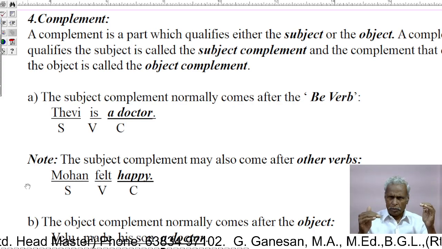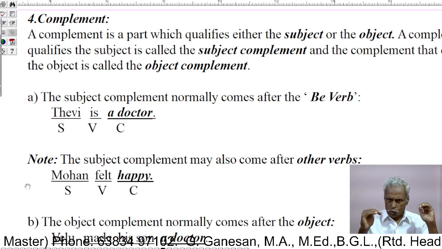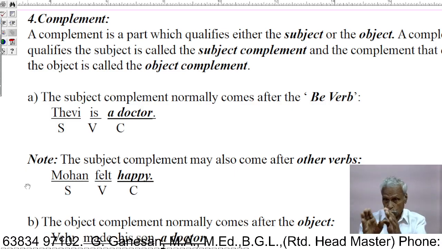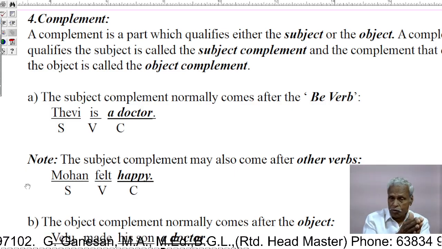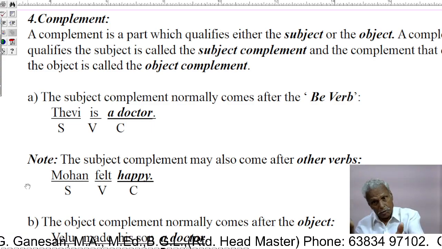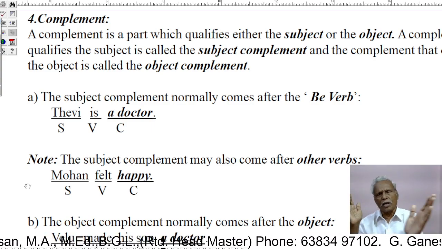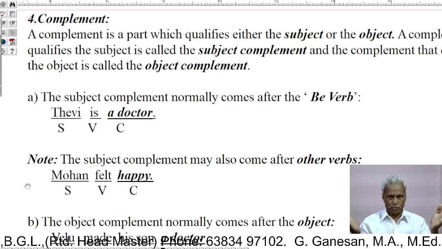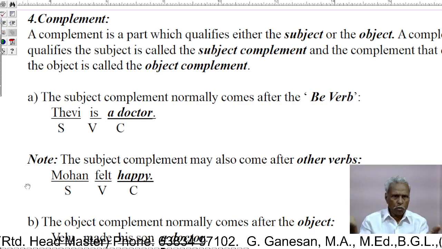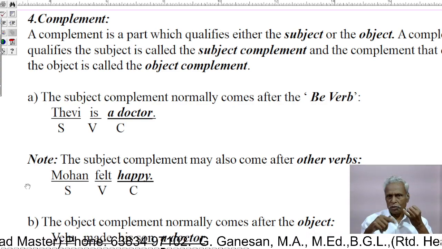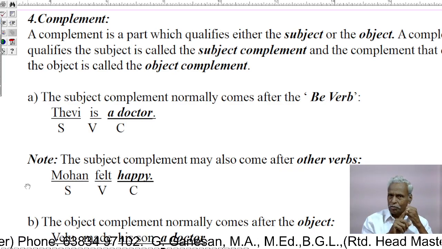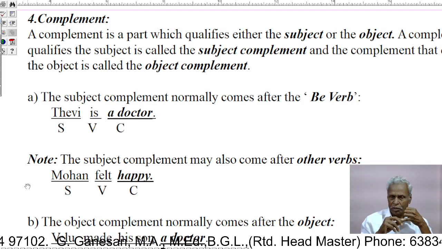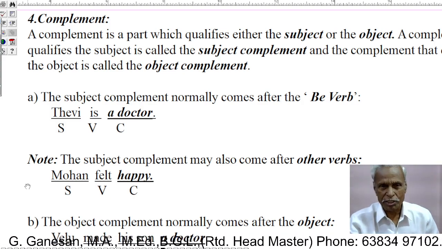Note, the subject complement may also come after other verbs. In the first example, the subject complement comes after the be-verb, but the subject complement may also come after other verbs. Example: Mohan felt happy. Here, happy qualifies Mohan. In the first example, a doctor is a noun used as complement. In the second example, happy is an adjective used as complement.